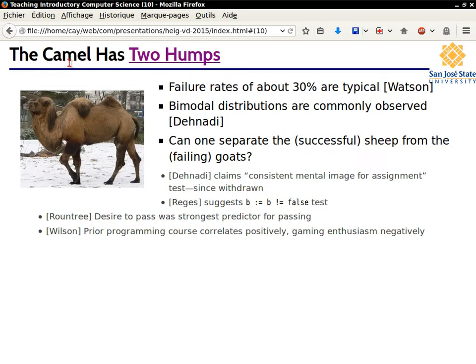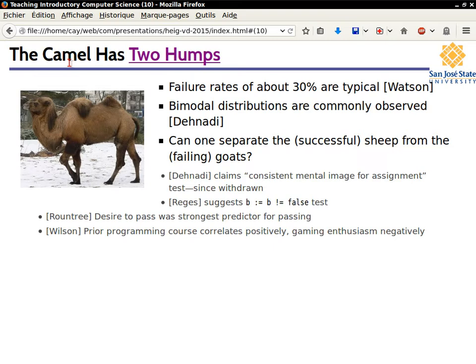The most amusing one is this paper by Donati, where they claim to have found a test to separate out those who would pass the course from those who couldn't. They said they hit upon it by accident. They taught a Java class, and at the beginning of the course, they gave out a worksheet on equality testing, on assignment, but it had a bunch of typos.